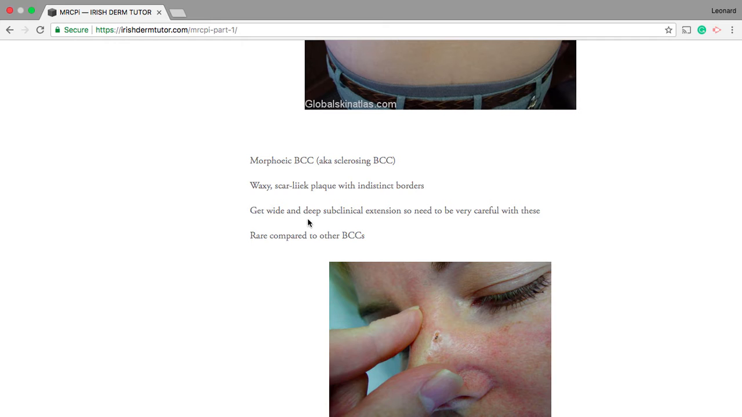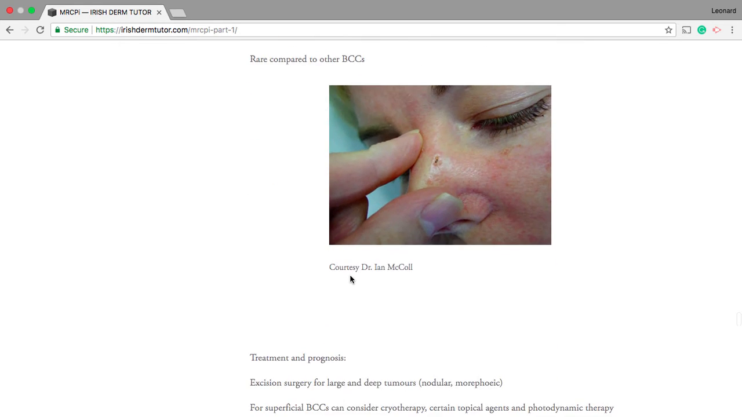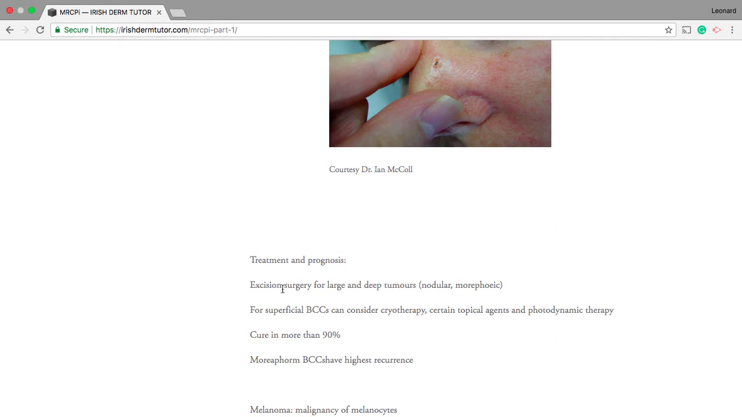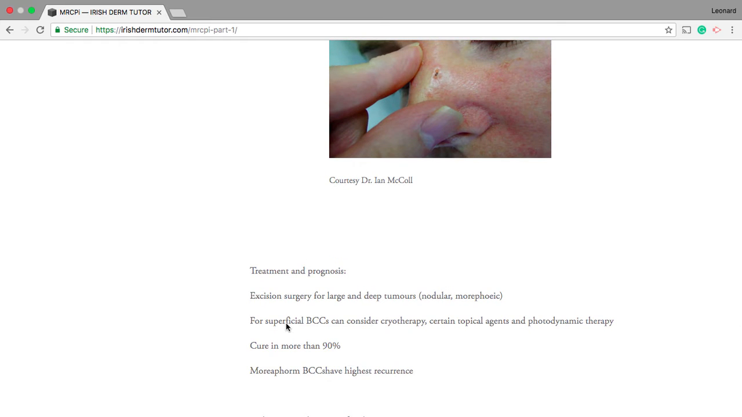It can get quite wide and have quite deep subclinical extension. Oftentimes it can be really spread, really infiltrated quite deep and far, and you might need to do quite a large excision. Thankfully, it's rare enough compared to the other basal cell carcinomas. With regards to prognosis, it is exceedingly rare for basal cell carcinoma to spread elsewhere, although it has been reported to do this in the past.